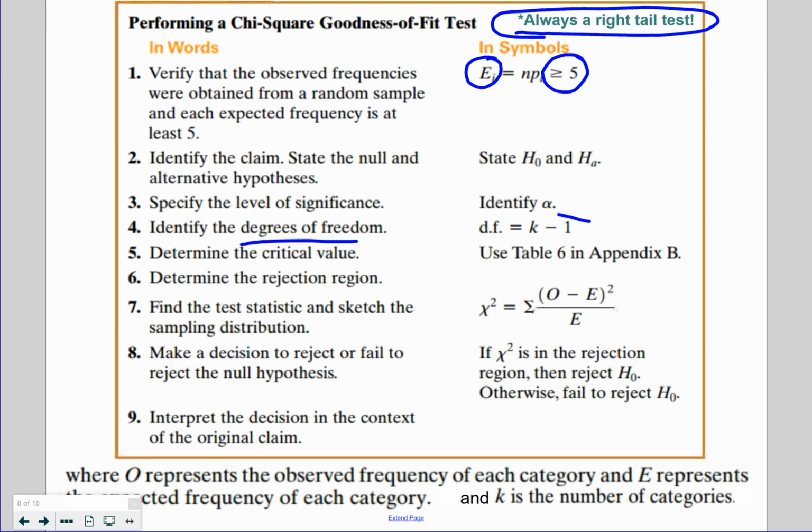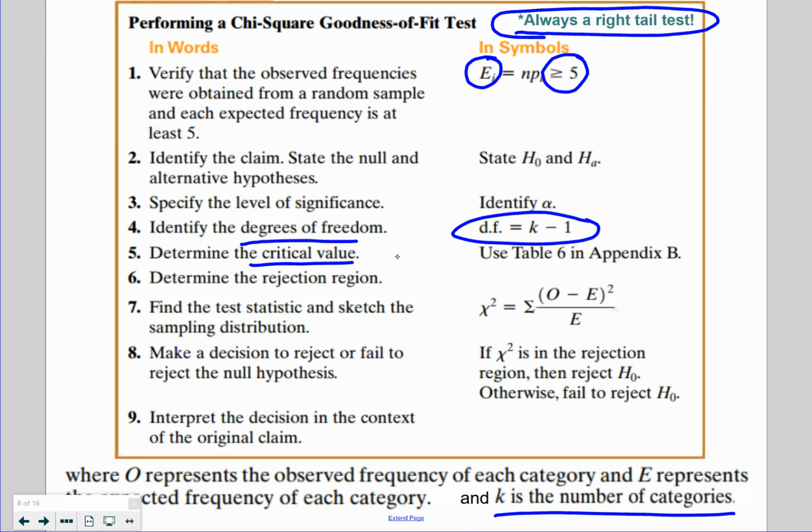Degrees of freedom is k minus 1, where k is the number of categories. Okay, so like in the pie chart, you guys had 4 categories. 4 minus 1 would be 3. 3 would be the degrees of freedom. So we subtract 1 for the degrees of freedom.